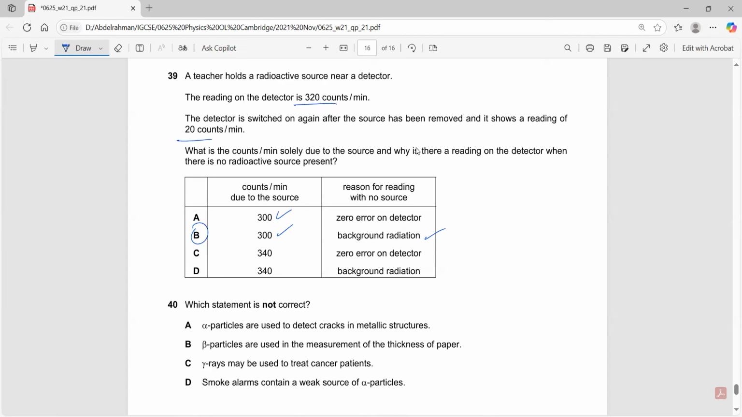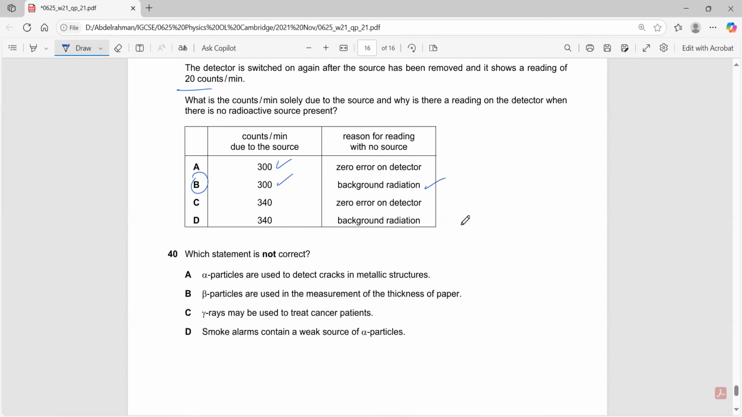Now, that's easy. Which statement is not correct? Alpha particles are used to detect cracks in metallic structures. No, they are not used to detect cracks, they wouldn't even be able to pass through these cracks.